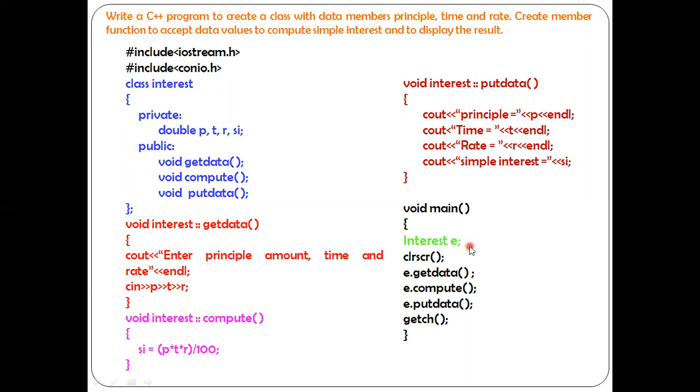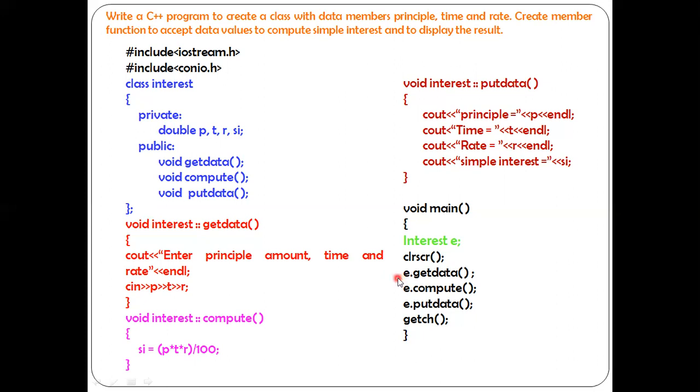E is a user defined object. Interest is a name of class and E is a user defined object. Through that object, I am able to access getdata, compute, and putdata. Got the point? So we have created an object. The next line, clrscr, stands for clear screen function, with semicolon. In the next line, I'm trying to access which member function? Getdata member function.